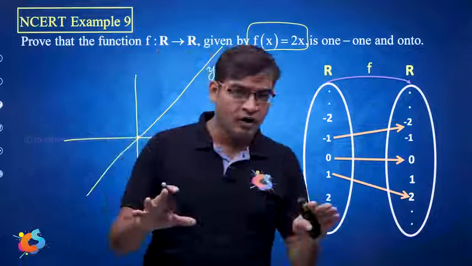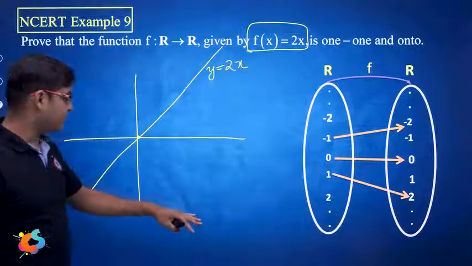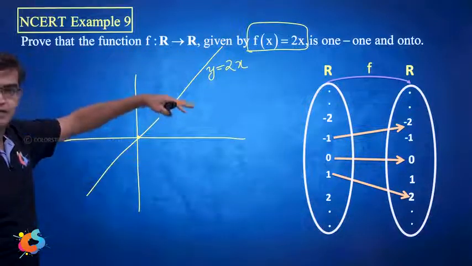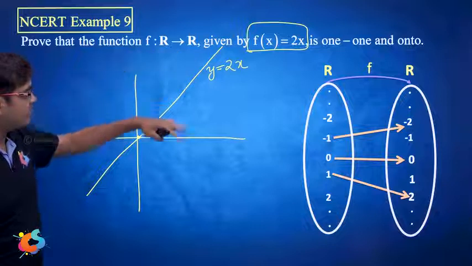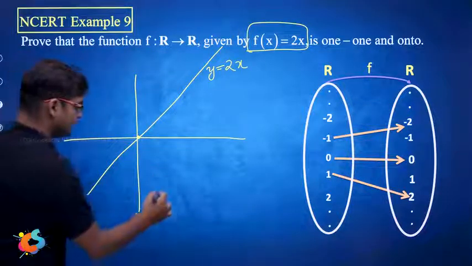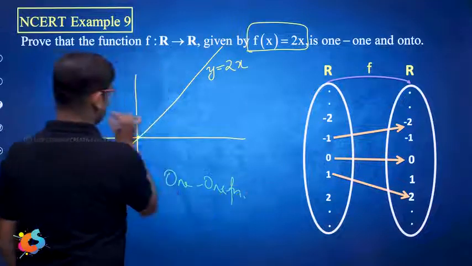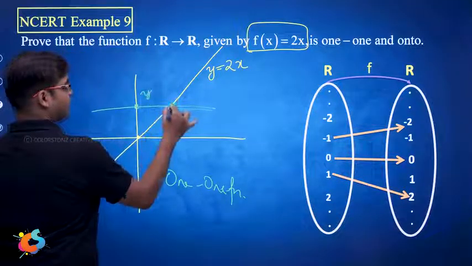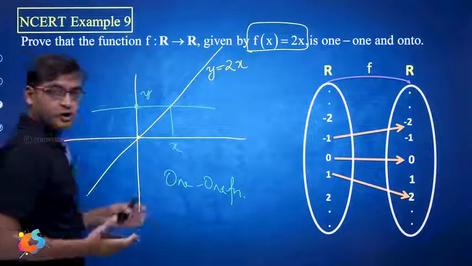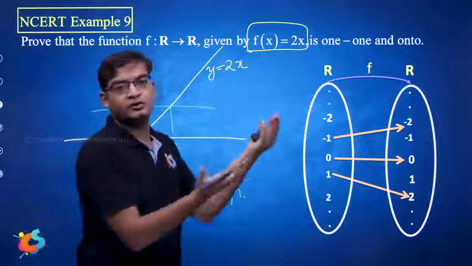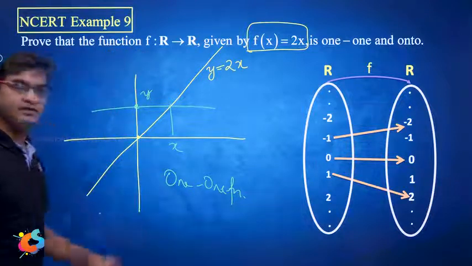Now for this whole graph, if you take a horizontal line, it will cut the graph only once, right? Never is it cutting more than once. So therefore this is a 1-1 function, because corresponding to every value of y, there is only one value of x. There are no two values of x going to one value of y. So therefore this is a 1-1 function.